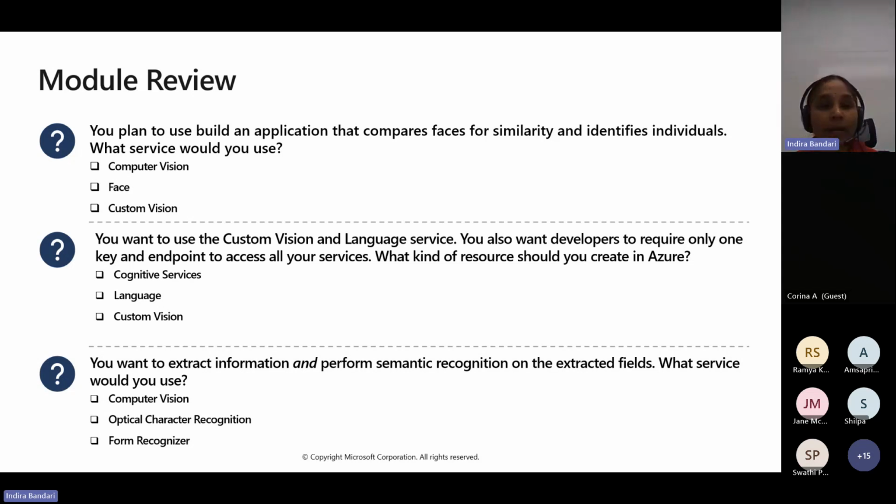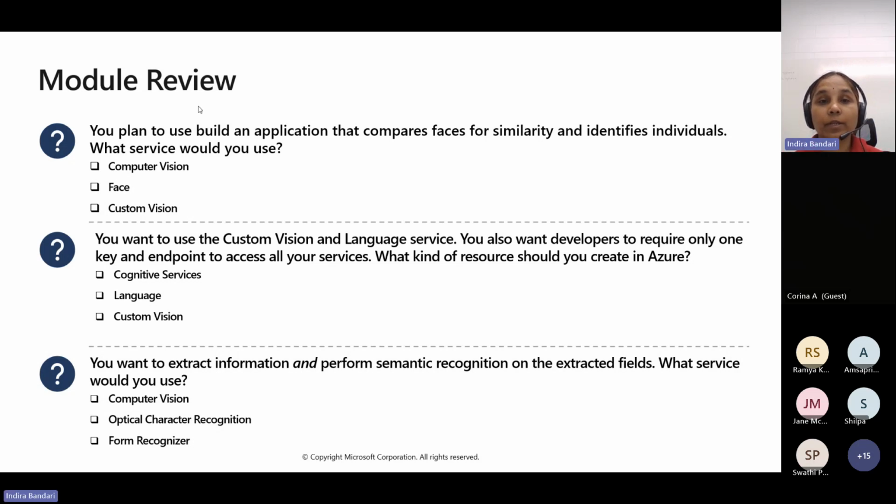No, it's not computer vision at all, because you can extract text from computer vision, but you cannot perform semantic recognition on the extracted fields in the other two, computer vision and optical character recognition. Optical character recognition is actually part of computer vision. So you cannot do that. You can perform semantic recognition on the extracted fields only in form recognizer. So the answer is form recognizer.